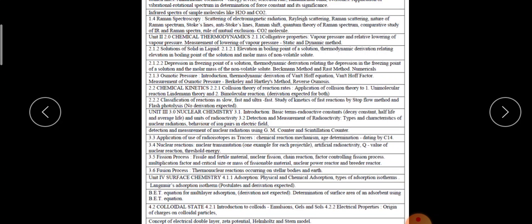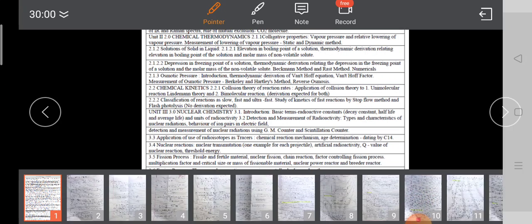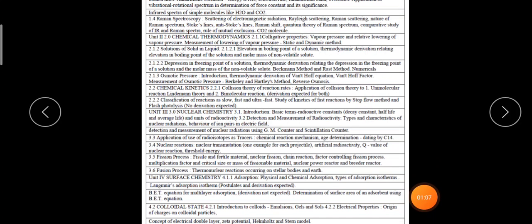Then we have to talk regarding the applications or use of radioisotopes as tracers. First application is chemical reaction mechanism. Second one is age determination, dating by the C14 isotope. Then the nuclear reaction we have to see in nuclear transmutation.